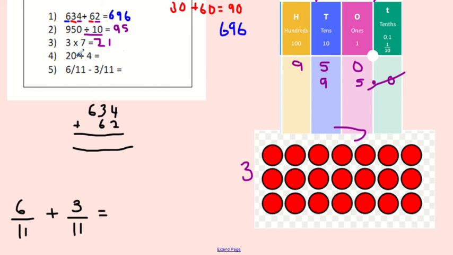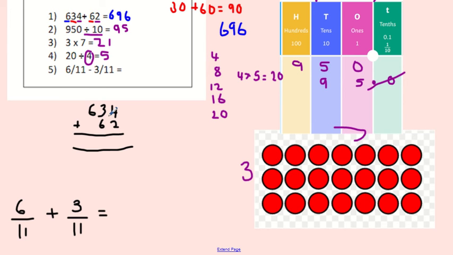Okay, let's have a look at 20 divided by 4. Now, my 4 times table would help me with this question. I could write out the multiples. 4, 8, 12, 16, 20. That's right, I know 4 times 5 equals 20. Therefore, 20 divided by 4 is 5.